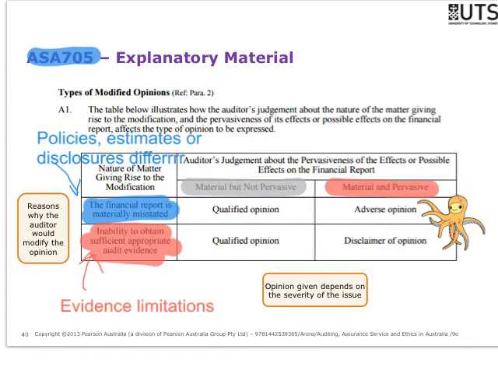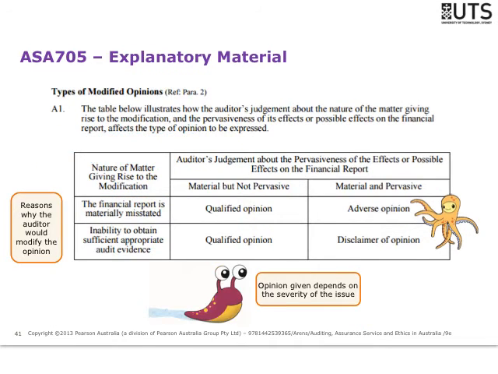Okay, so this is Amanda's little creation. I thought I should bring my own little creation to this, right? Because Amanda has this octopus she uses every semester. I figured I may as well. I'm going to be around here long enough. So in order to describe material, I've defined who I call Norman, the non-pervasive slug. Okay, so what Norman represents is a material but not pervasive misstatement.